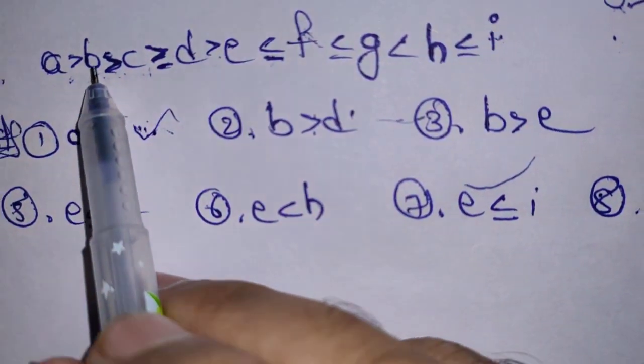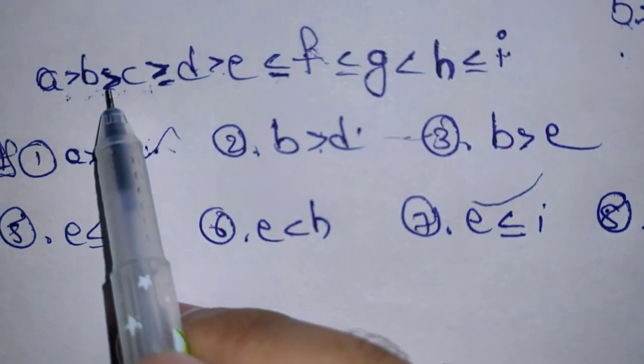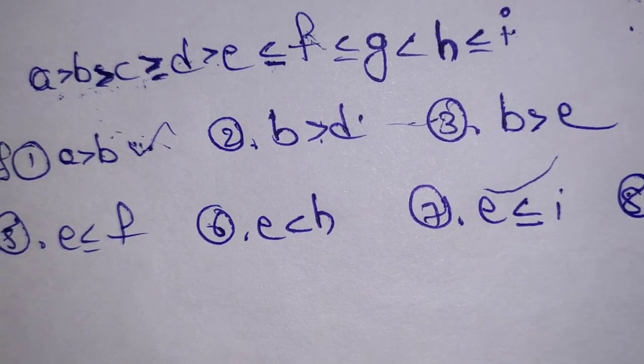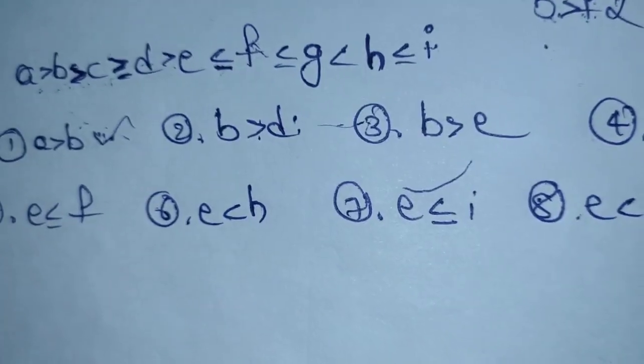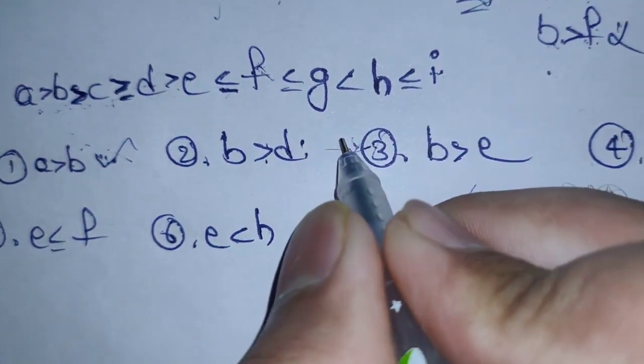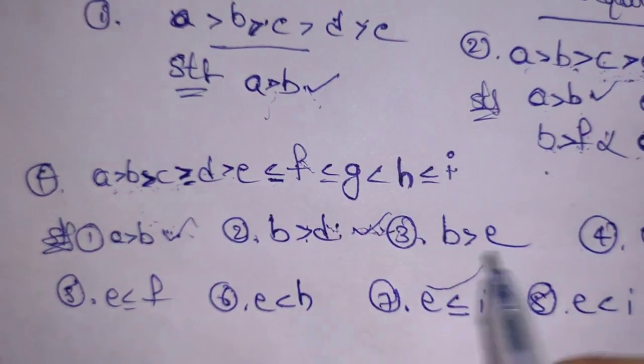So here you can see b is greater than c, c is greater than or equal to d. Here you can see that the greater than symbol is continuous. So we have to choose the continuous symbol. Here greater than is a continuous symbol. We have to choose the continuous symbol. Therefore b is greater than d is a correct answer.